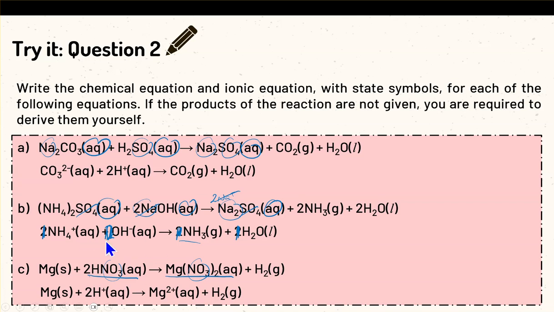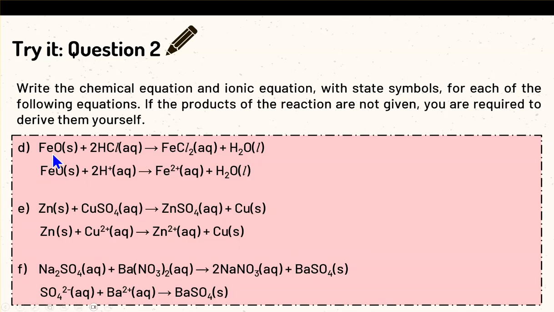Alright? So if you look at the previous one in B, 1 plus 1 minus becomes 0, and this side is also 0. Just nice, balanced. If you look at the first one, 2 minus and 2 plus cancel each other out, becomes 0, and this side is 0, so it's balanced. So you always check for the number of atoms to be balanced as well as the charges to be balanced on both sides.